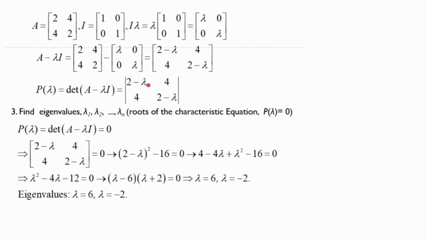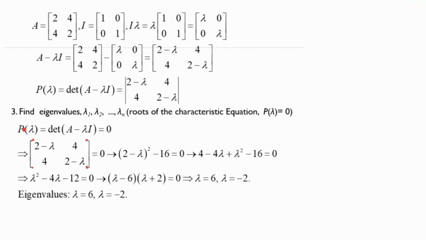The determinant of this is called the characteristic polynomial. When we set this characteristic polynomial equal to 0, that is called the characteristic equation. We consider the characteristic equation to get the eigenvalues, that means the roots of the characteristic equation. So we set p of lambda equal to 0. Now we find the determinant of this. There are no more matrix brackets, this is the determinant.